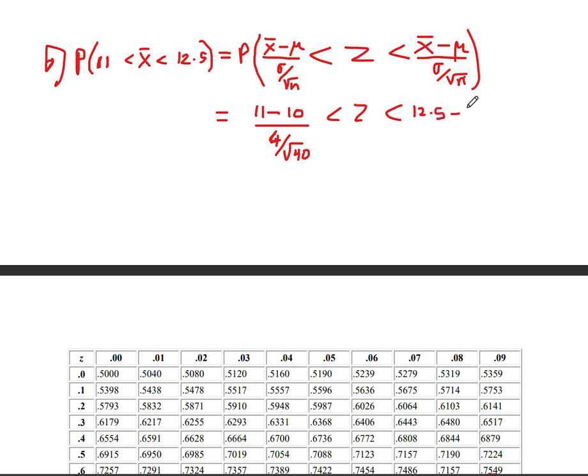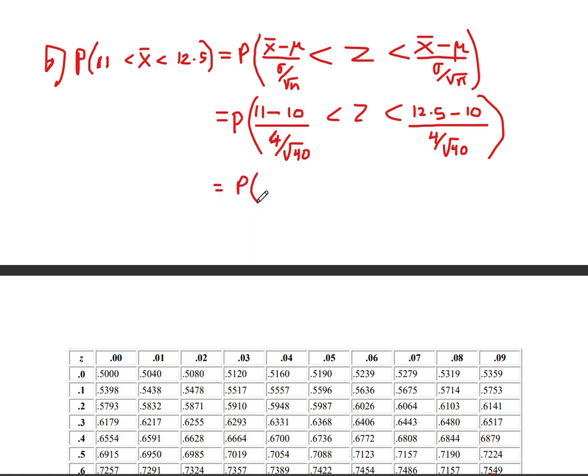And we're going to take away the mu value, which is the population mean given to us in the question of 10. And again, we're dividing by 4 upon the square root of 40. Close that bracket right there, place my probability sign, and this becomes the probability.